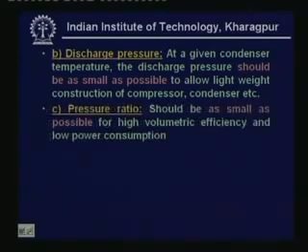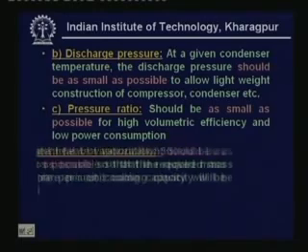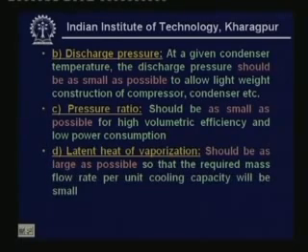Also, the pressure ratio will be small when the condenser pressure is small. So that is the third requirement. That means the pressure ratio, which is nothing but the ratio of the condenser pressure to the evaporator pressure, should be as small as possible for high volumetric efficiency and low power consumption. And the fourth requirement is that the latent heat of vaporization should be as large as possible, so that the required mass flow rate per unit cooling capacity will be small.